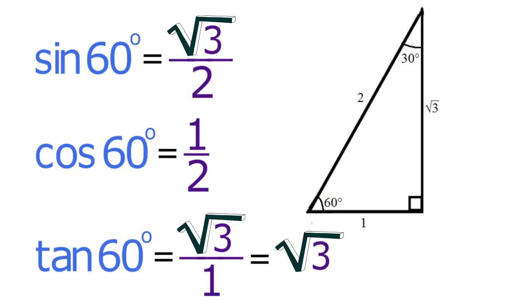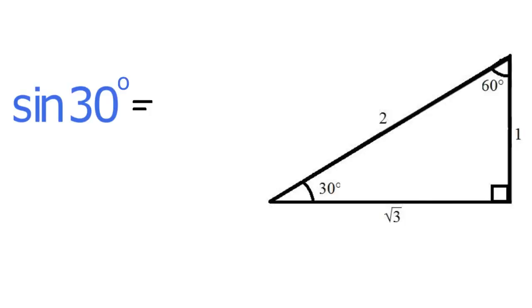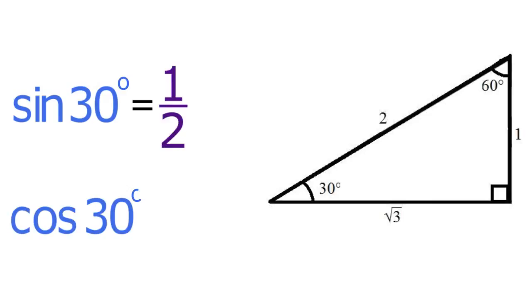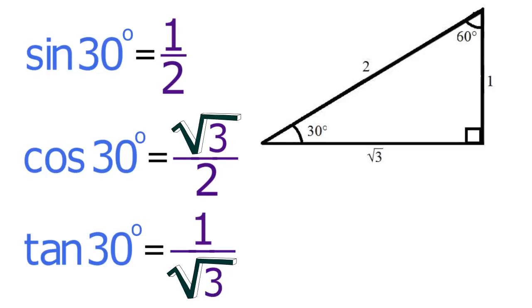You can also use this same triangle to find the values of trig ratios when theta equals 30 degrees. For example, the sine of 30 degrees equals O over h, which equals 1/2. The cosine of 30 degrees equals A over h, which equals radical 3 over 2. And the tangent of 30 degrees equals O over A, which equals 1 over radical 3.